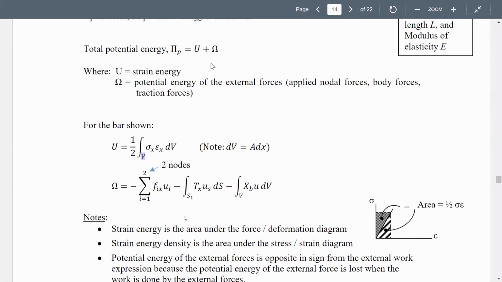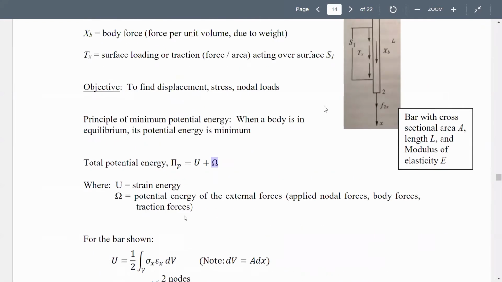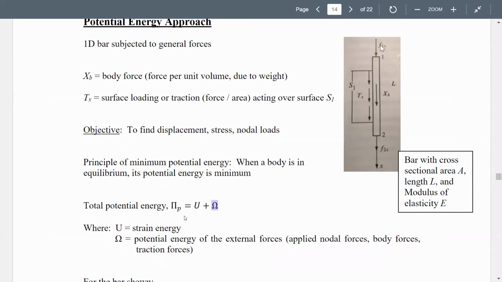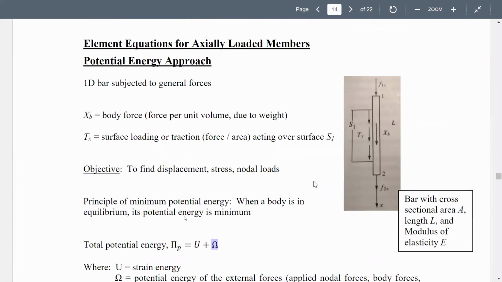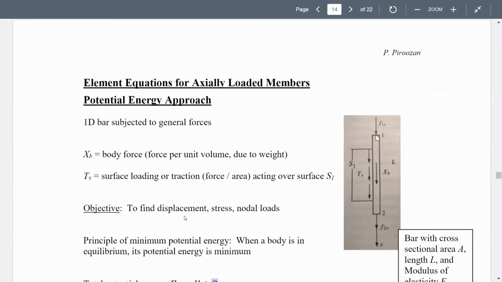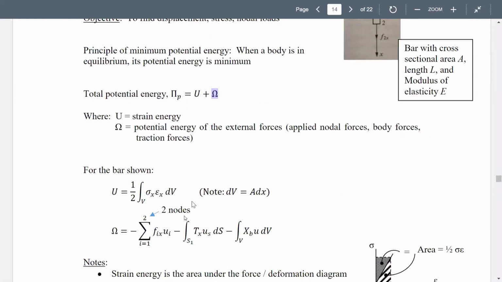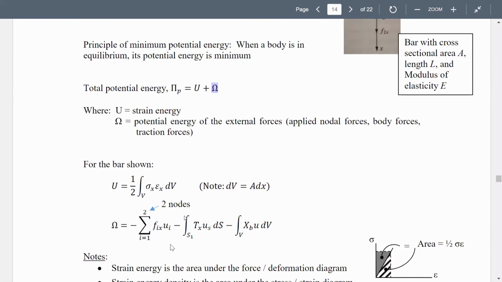Now, omega here is due to three types of forces. For concentrated nodal forces, it is actually F1x U1, F2x U2, where U is displacement in the x direction. So it is F1x times U1 and F2x times U2, the displacement of this. You can write it in a summation form like this.